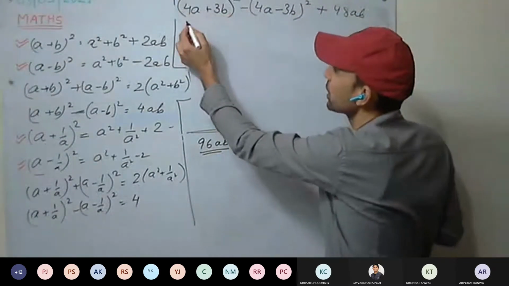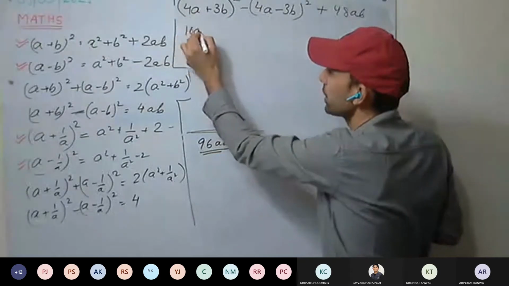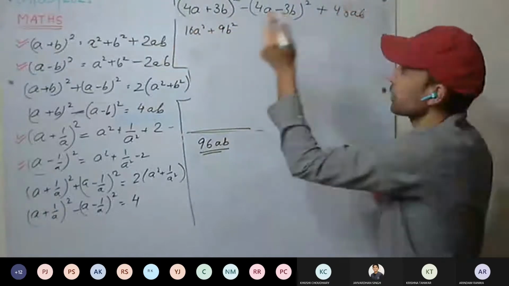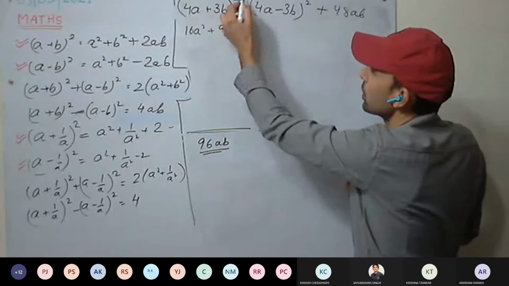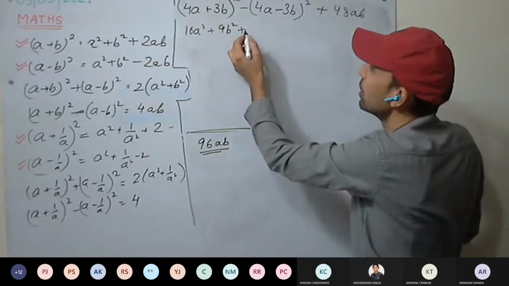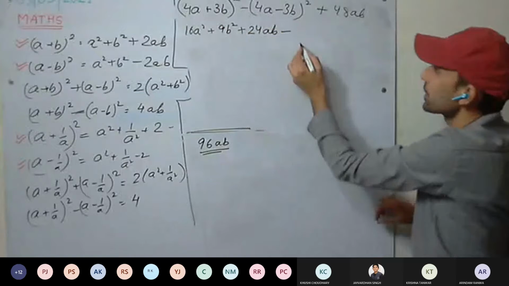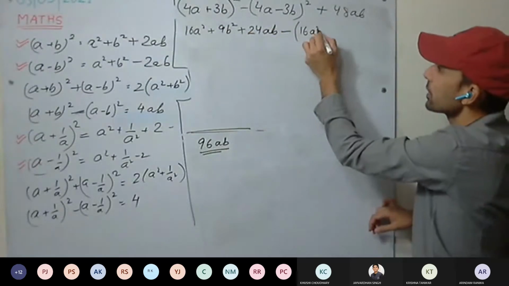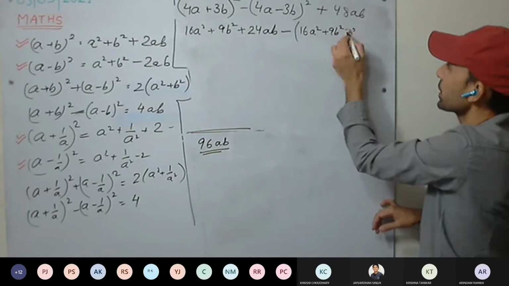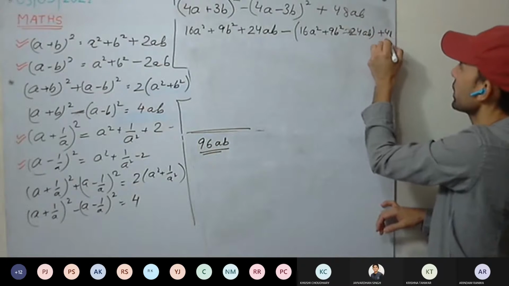So it will be how much? If we take this square, 4A the whole square, 16A square plus 9B square. I've skipped one step, okay? Plus 2 into 4 into 3. How much? 4 threes are 12, 24 AB. Minus 16A square plus 9B square plus it will be minus 24 AB plus 48 AB.